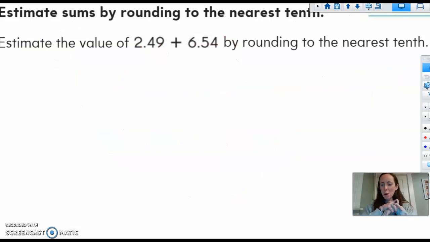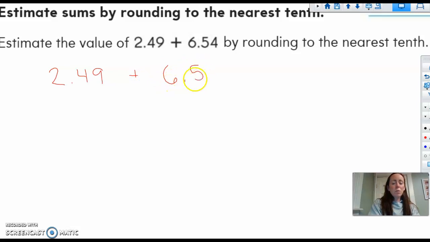All right, the last type of problem we're going to take a look at is estimating sums by rounding to the nearest tenth. So again, I mentioned earlier in our video that you're always looking at your directions to see how you are going to round. And in this type of problem, we're specifically asked to round to the nearest tenth. So what I'm going to do is take each number, 2 and 49 hundredths, plus 6 and 54 hundredths, and I'm going to focus on rounding each one to the nearest tenth.